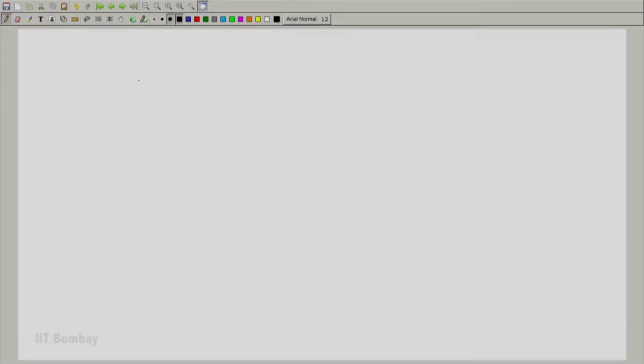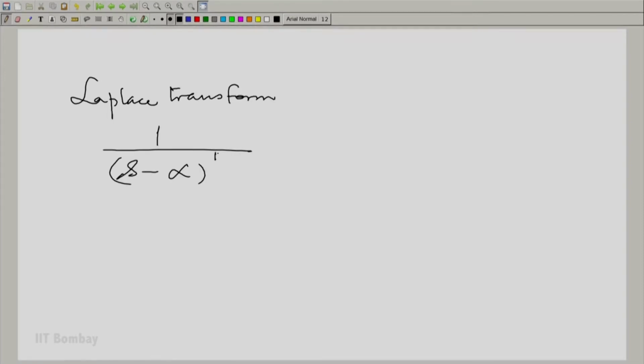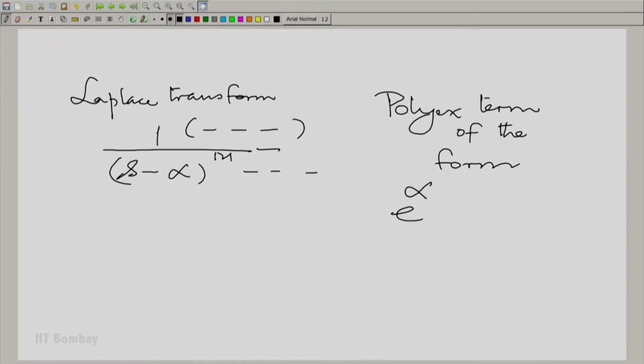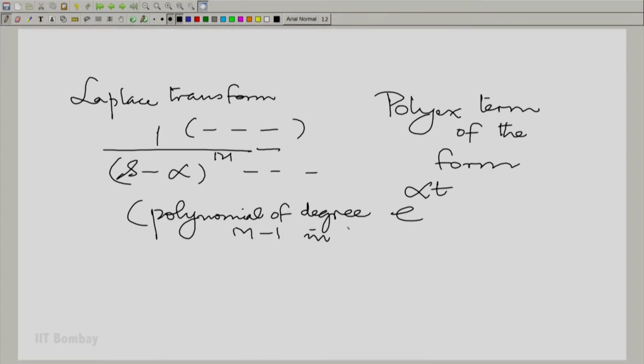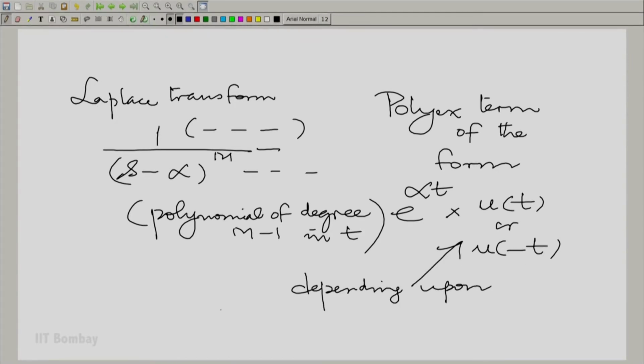Now, for example, in the Laplace transform, if you had something like 1 by (s minus alpha) to the power m with other factors, it would give you a poly x term of the form e raised to the power alpha t multiplied by a polynomial of degree m minus 1 in t, and it will be multiplied either by u(t) or u(minus t), depending on, now that is what we need to see, depending on the region of convergence to the left or right of s equal to alpha.